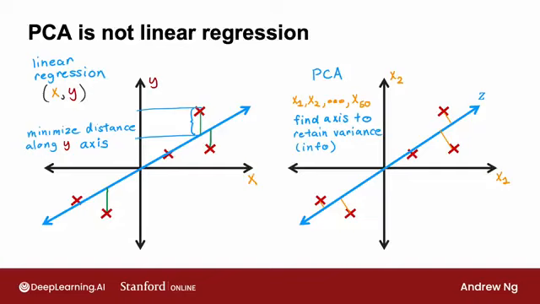Linear regression is used to predict a target output Y, and PCA is trying to take a lot of features and treat them all equally and reduce the number of axes needed to represent the data well. And it turns out that maximizing the spread of these projections will correspond to minimizing the distances of these line segments, the distances that the points have to move to be projected down to Z.